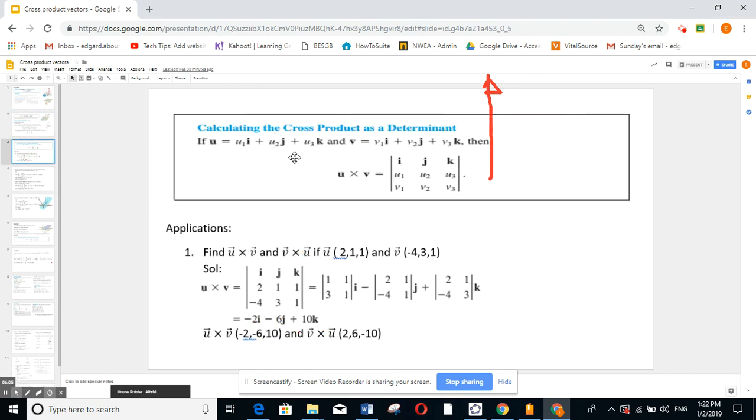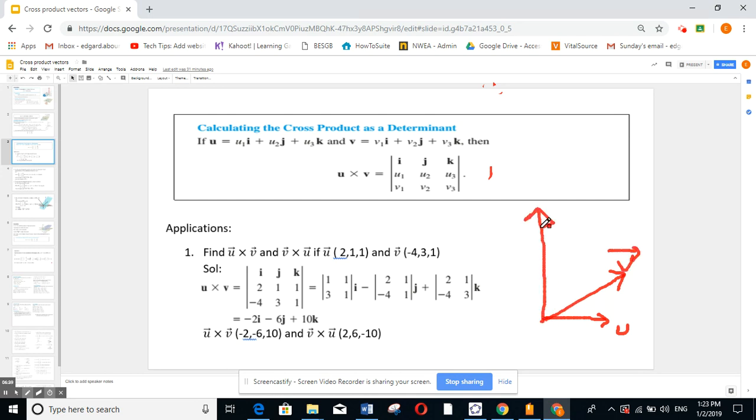So here the property, u cross v, as we said, is nothing else than the determinant of vector u and vector v. So let us go to the application problems to understand it. Here the question is to find u cross v and then to find v cross u. I gave you two vectors. I know that u cross v, if this is vector u and this is vector v, is the vector perpendicular to the plane formed by u and v. So this is u cross v.